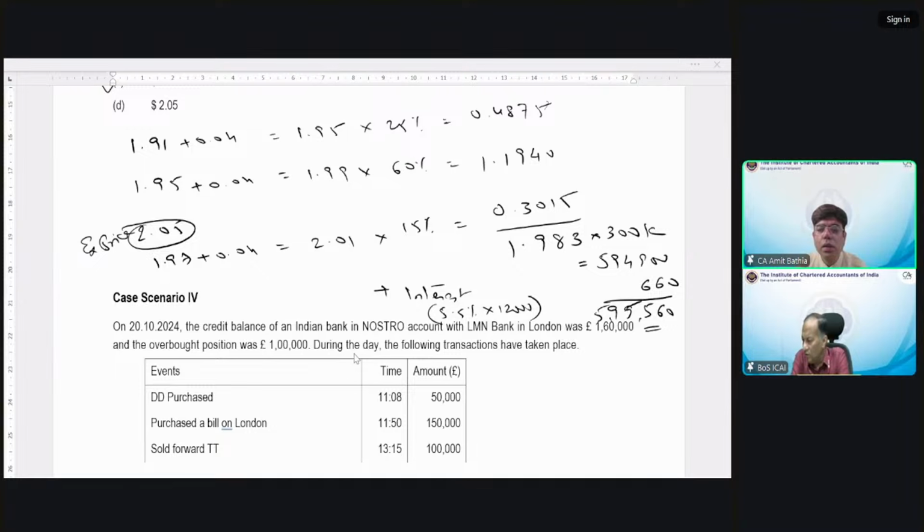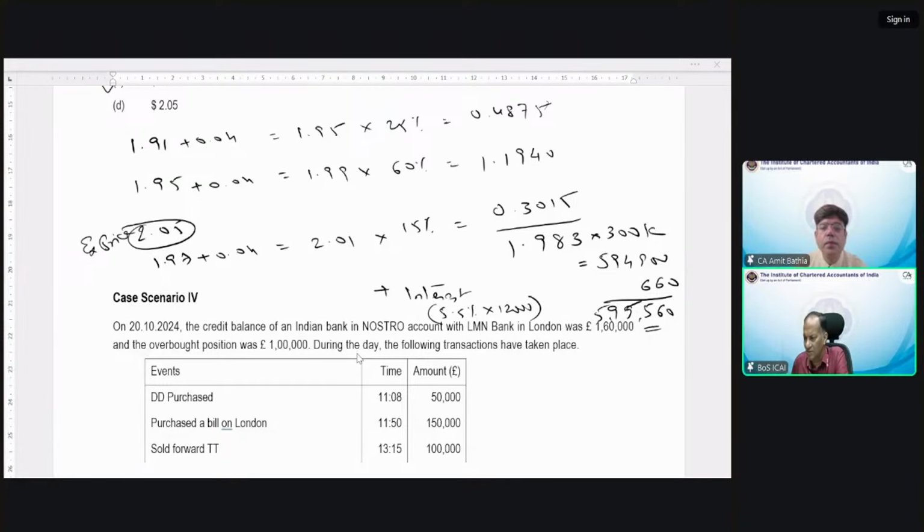So if you want to devote some time, Amit ji, how many case scenarios have been left? We have two case scenarios left, sir. 4 and 5. Okay. No problem. Since the time is short and the topic was quite long, so no problem. We will share the answers with you. I think this was from the past examination.